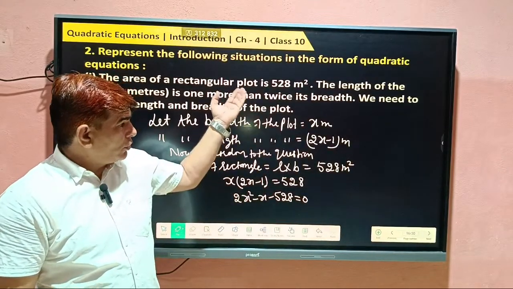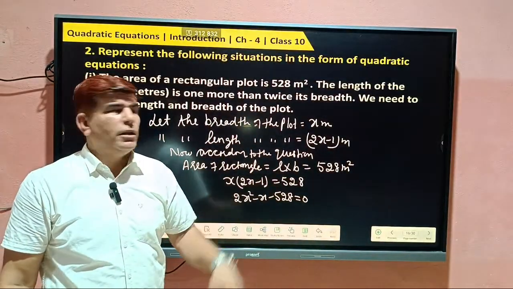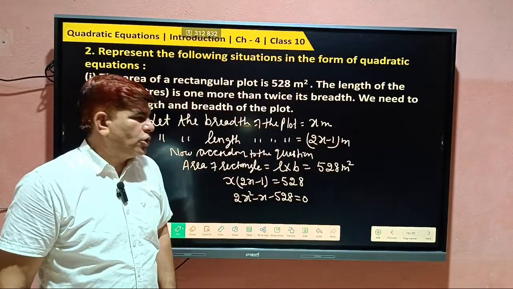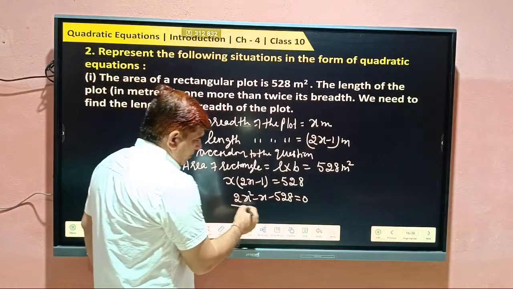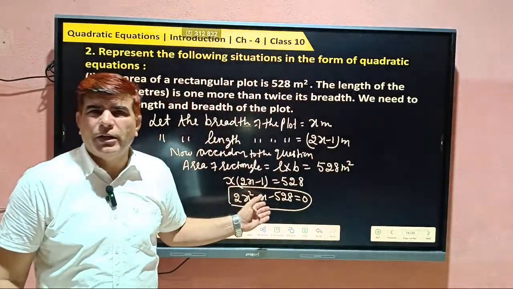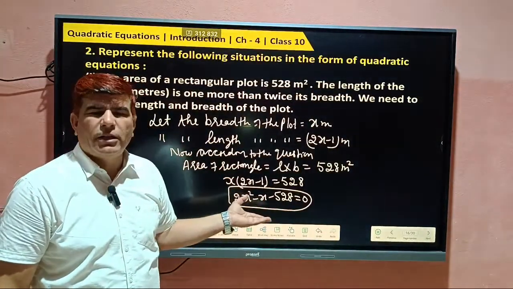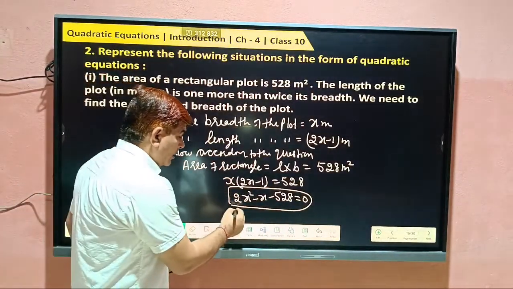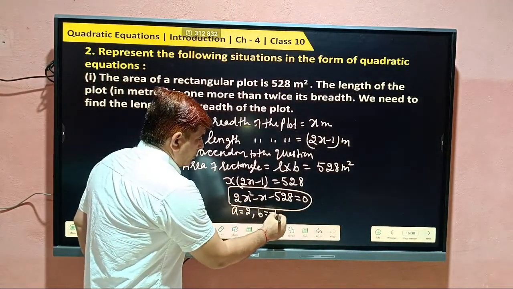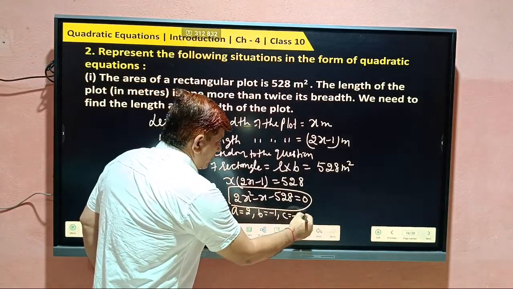Understood? We can solve this question by using pair of linear equation also. So this is the quadratic equation. Here again check, what's the highest power of the variable? 2. So definitely a quadratic equation. If you compare this with the standard form, a equal to 2, b equal to minus 1, c equal to minus 528.